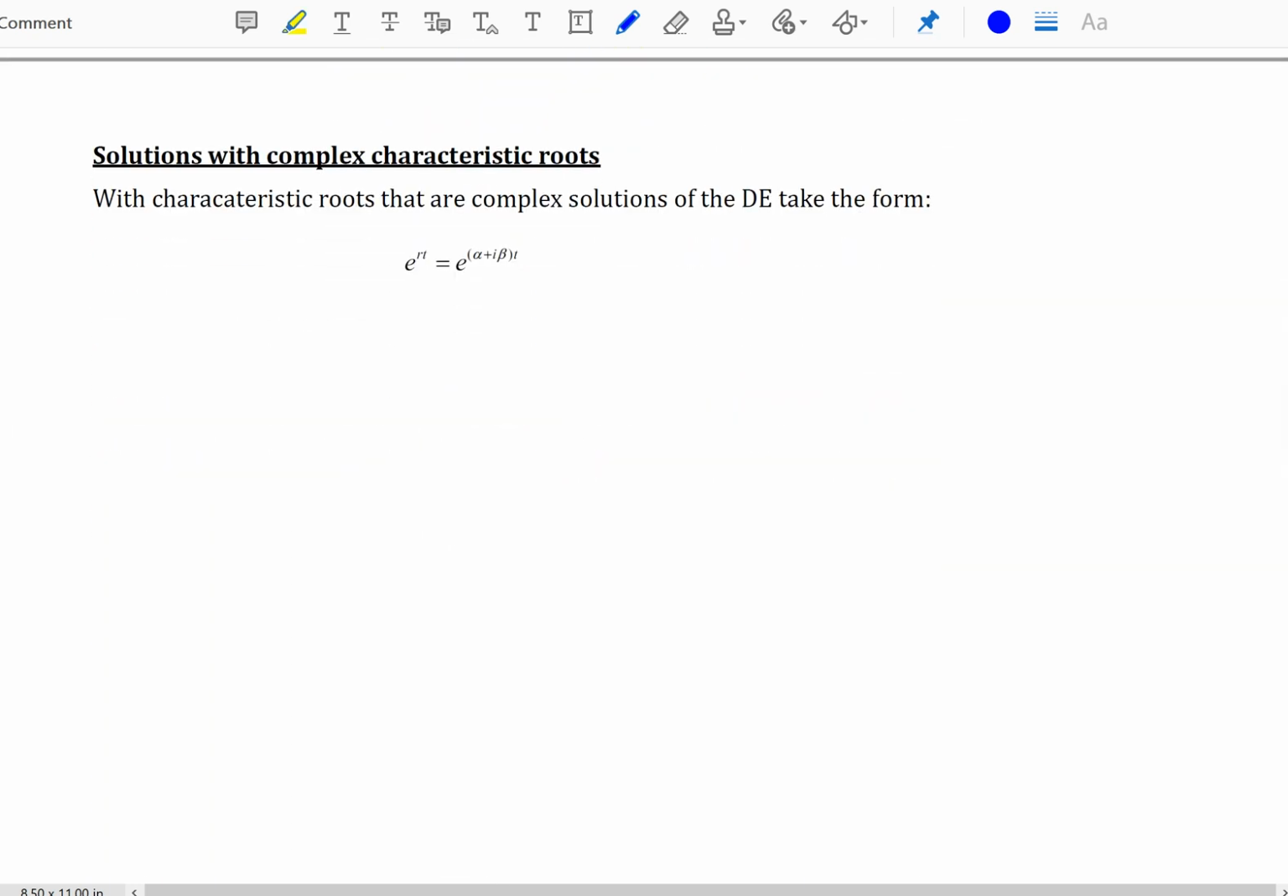So now we ask, what will solutions with complex characteristic roots look like? Remember, in general, we said solutions are of the form e to the rt. But now we have found that r is a complex number of the form alpha plus i beta. So let's explore this solution and see what we can develop. One of the first things you'd probably want to do is distribute the t into the parentheses. And so we can write our exponential of the form e to the alpha t plus i beta t.